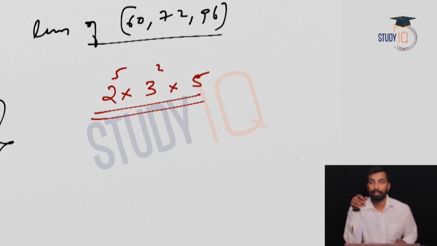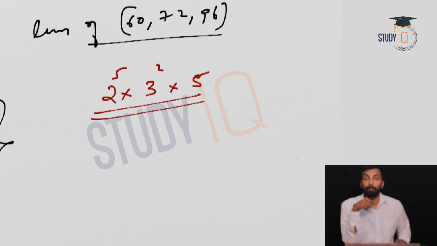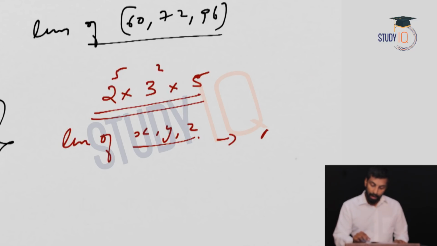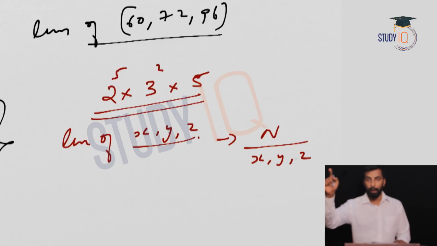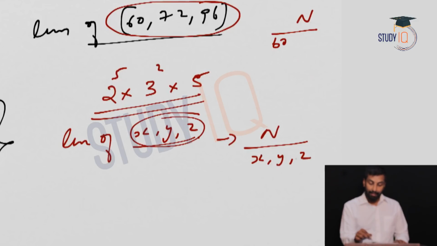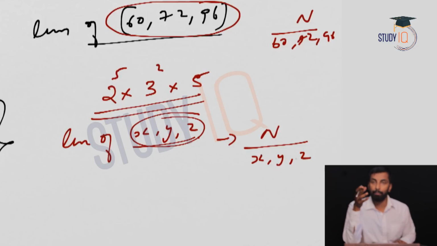So to find LCM, prime factorize the numbers, see how many prime factors are involved, write all the prime factors and take the highest power of each prime factor. Now what is this concept of LCM? If I ask you to find the LCM of x, y, z, I am actually looking for a number which is divisible by the given 3 numbers. So the LCM of 60, 72 and 96 means I am looking for a number which is divisible by 60, 72 and 96. Is LCM the only such number? No, there are many numbers, but why LCM? LCM is the lowest common multiple of all the 3.